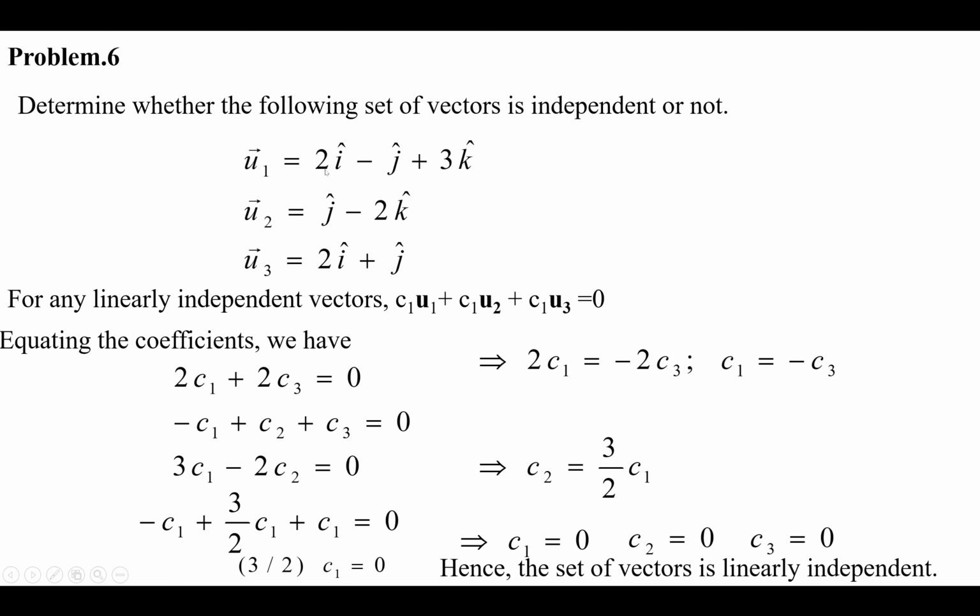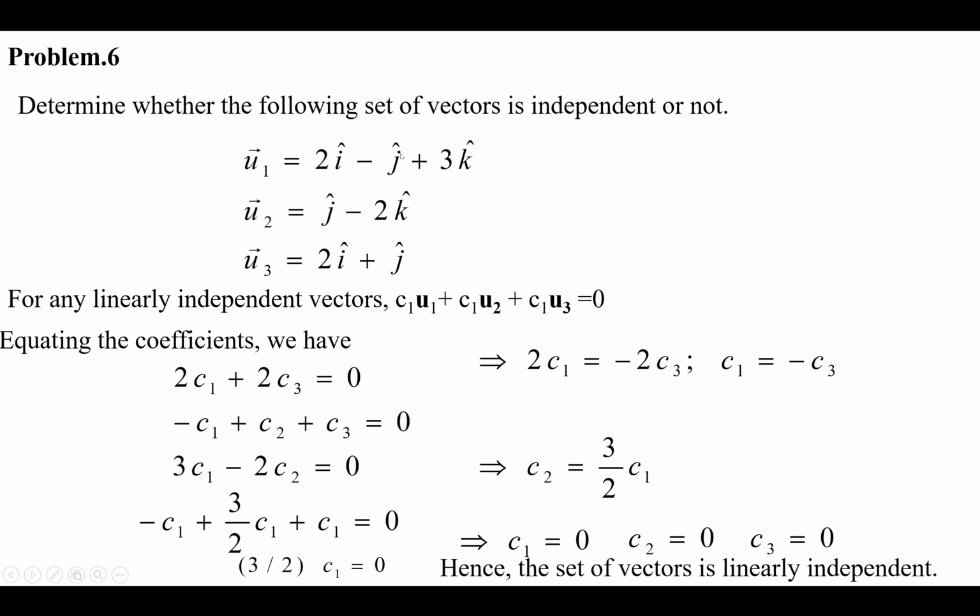Now take the first equation. This is nothing but your 2c1, since the coefficient of i is 2, so we have written 2c1. The coefficient of i in U2 is 0, so plus 0. The coefficient of i for U3 is 2, so this must be 2c3. So 2c1 plus 2c3 equals 0. So we have compared the coefficient of i in the first equation.